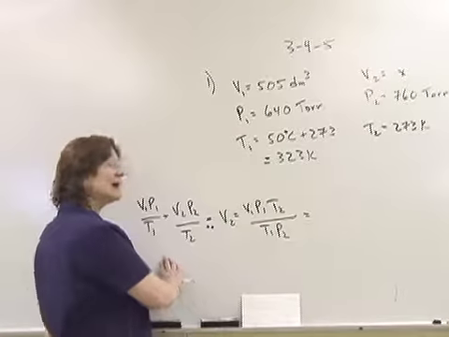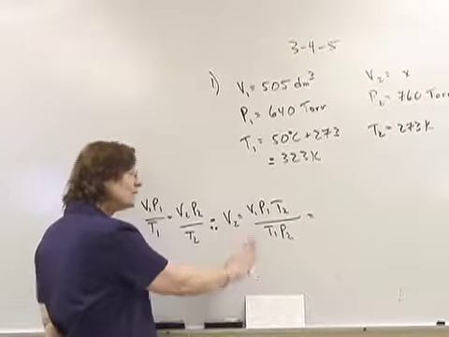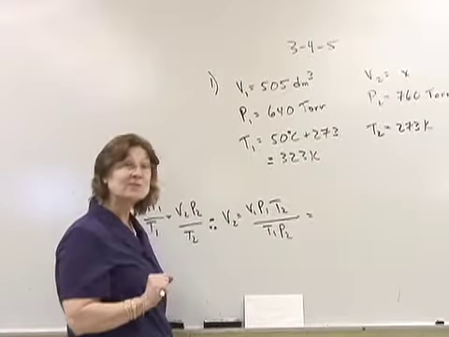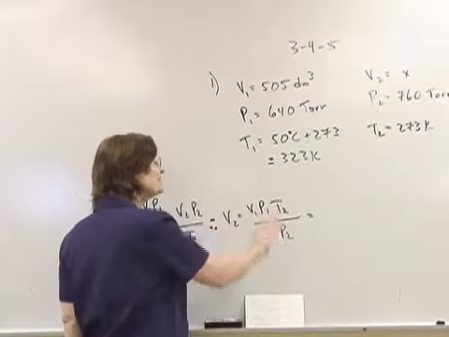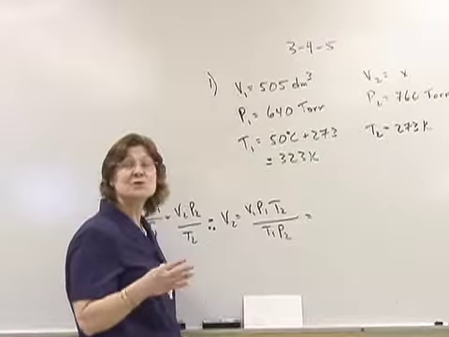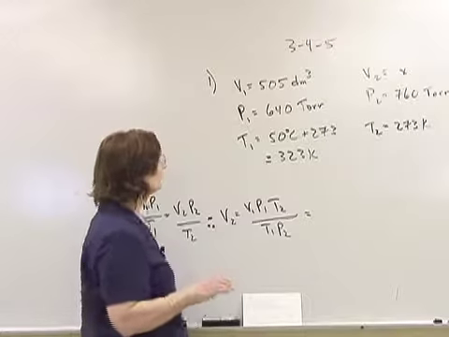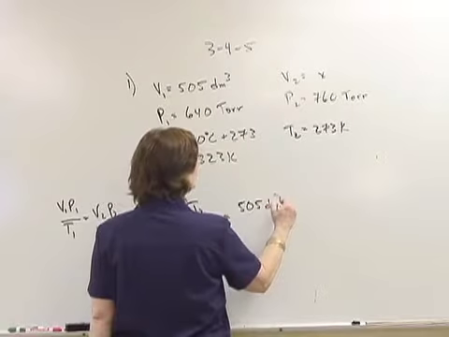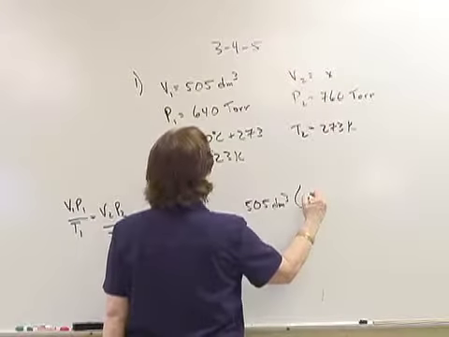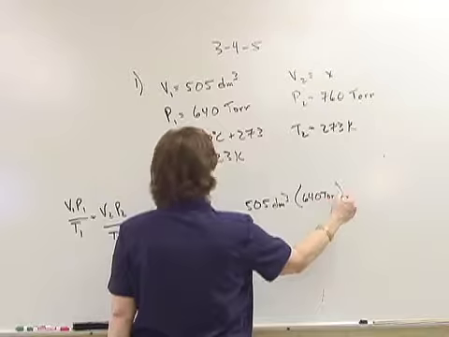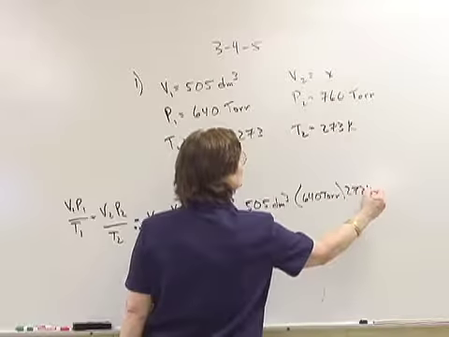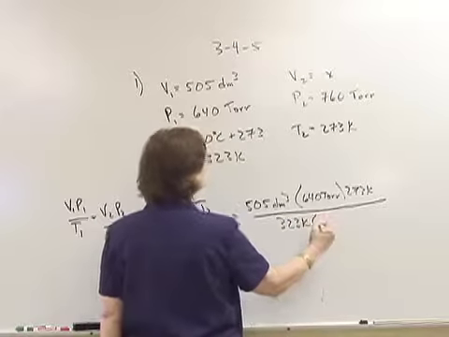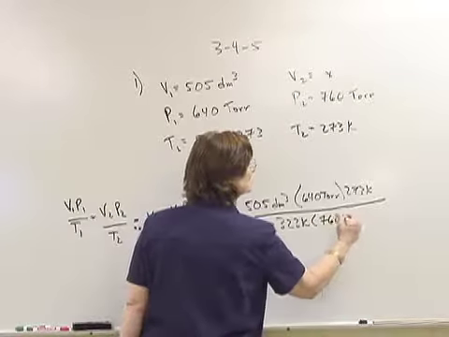Then I write my combined gas law, and then I rearrange it for my unknown. The reason we do this is so it is less likely to make mathematical errors if you're rearranging variables rather than numbers with units. It's much more straightforward. Then I just put in my numbers: 505 decimeters cubed times 640 torr times 273 Kelvin divided by 323 Kelvin times 760 torr.